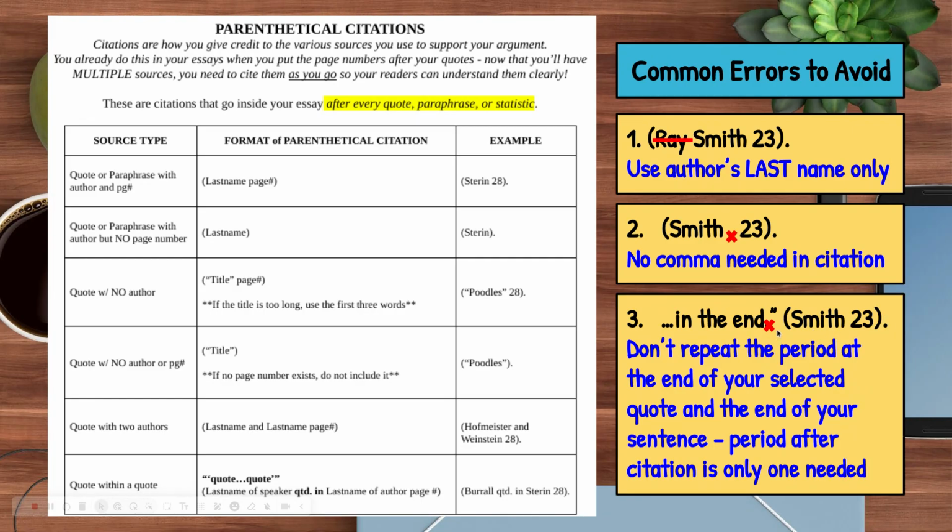This is only true if the quote ends in a period and your sentence ends in a period, right? If the quote that you were pulling from ended in an exclamation point or a question mark, you would still leave that ending punctuation, and your sentence, when you're done quoting it, still ends with a period. Right? The idea is that you're just not repeating yourself.